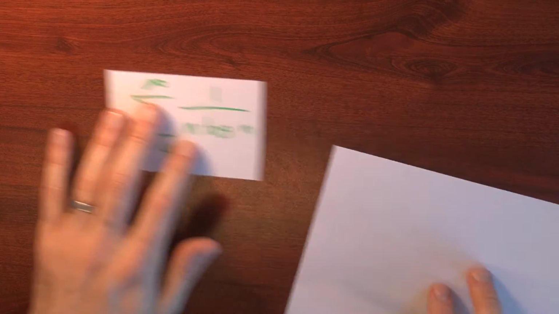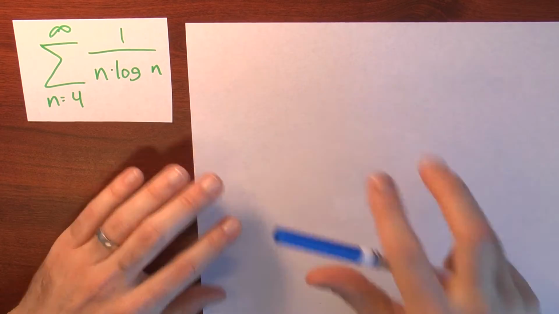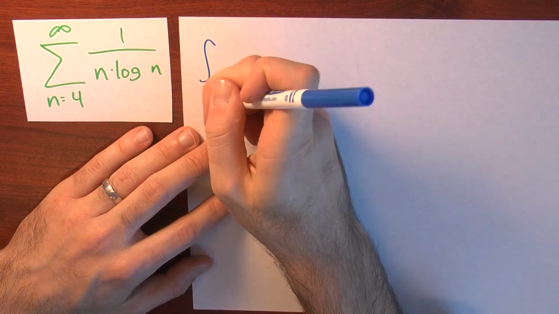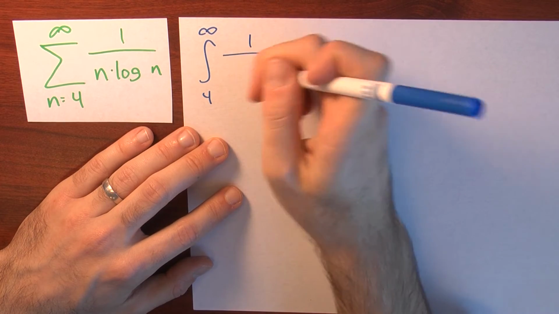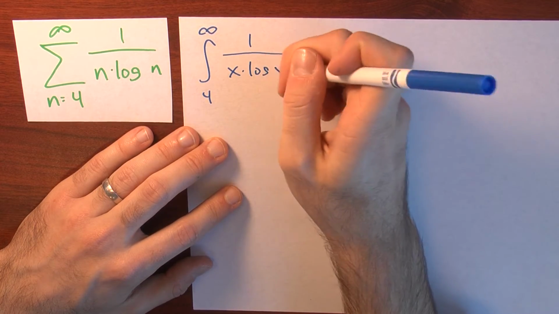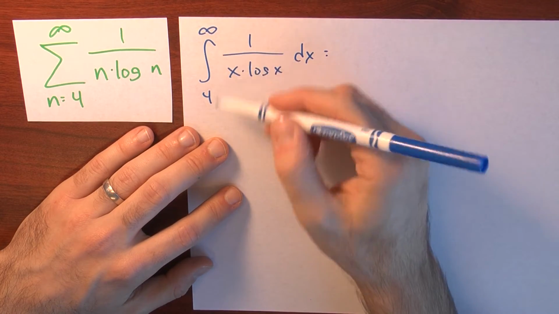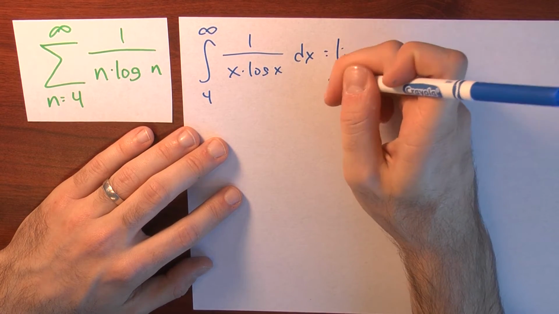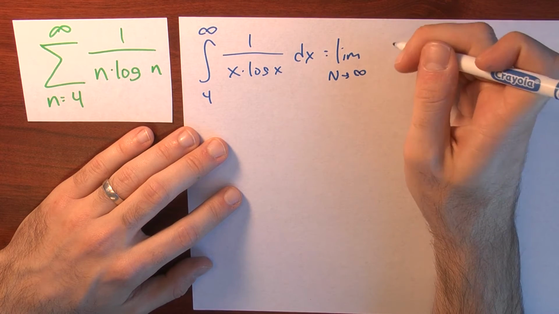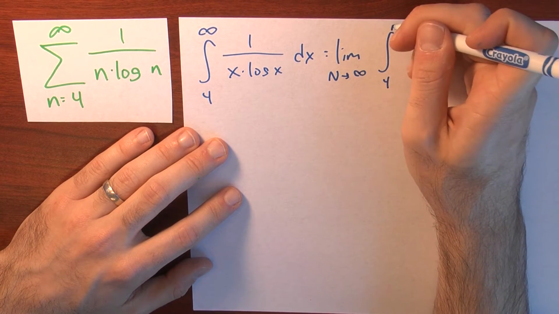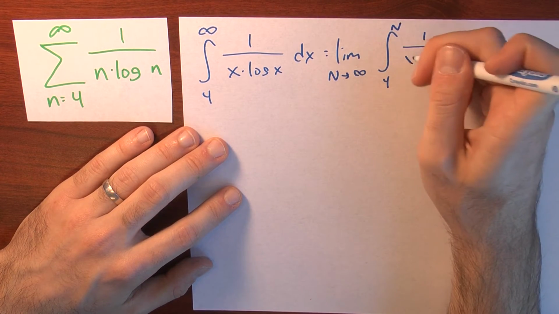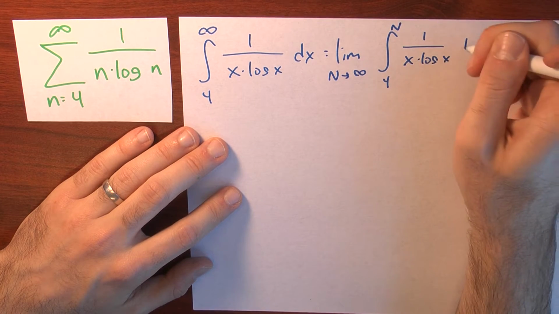If you like integrals, you can use an integral test. Okay, so let's do this with the integral test. So I could look at this integral, the integral from 4 to infinity of 1 over x times log x dx. That's a suitable function to consider. By definition, this integral from 4 to infinity just means the limit as N approaches infinity of the integral from 4 to big N of 1 over x times log x dx.